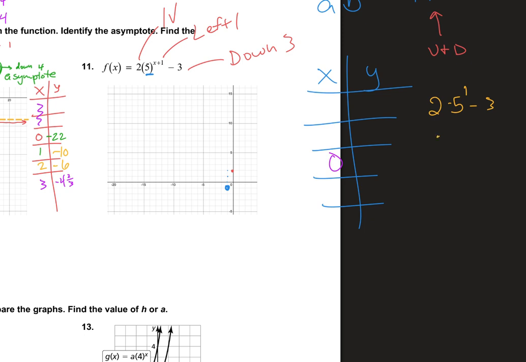That's 2 times 5, which is 10, minus 3 is 7. So check that out. We are here when that tells us we should be here, right? Oops. Or no, that's just how it works, because we said, remember, it's moved over and down. So what is it at -1?